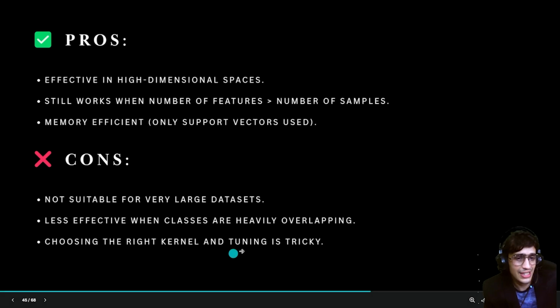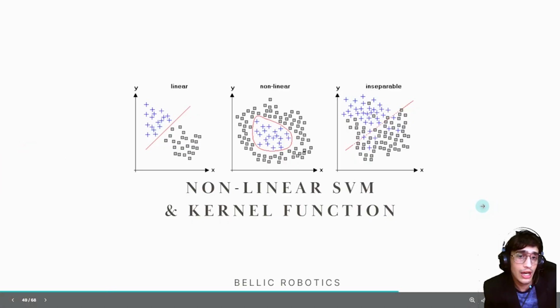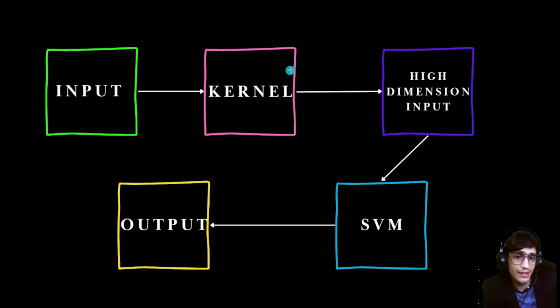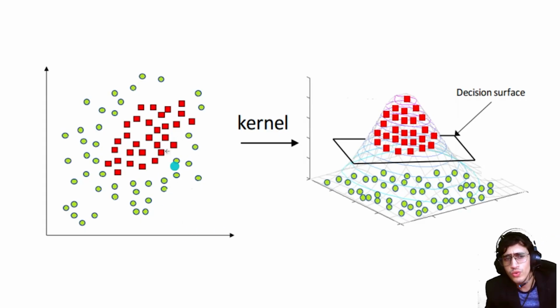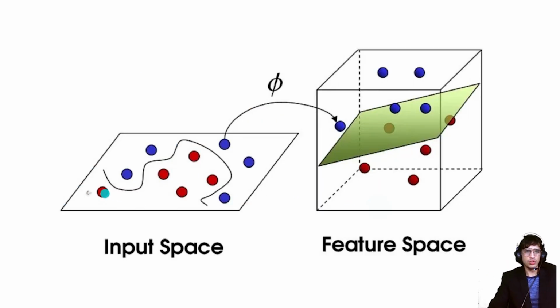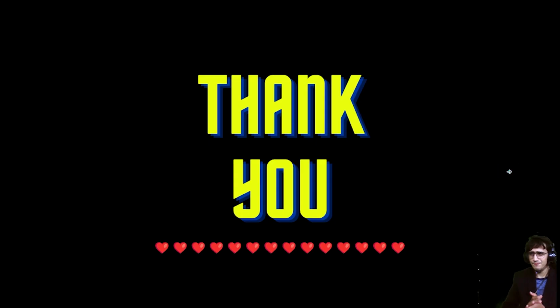How to choose the right kernel is highly tricky. How we can use a function which can make our data go from this to this is a very tricky part. So that's why this is a con. So this was all about SVM.